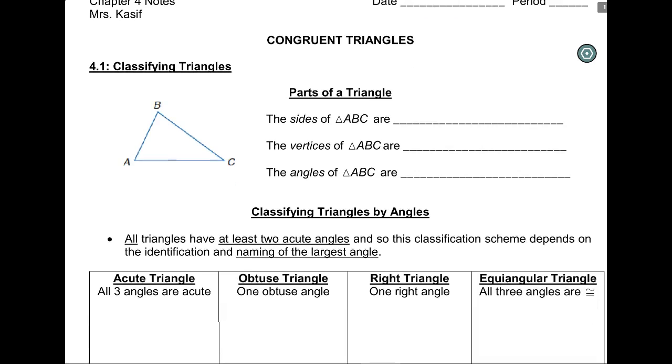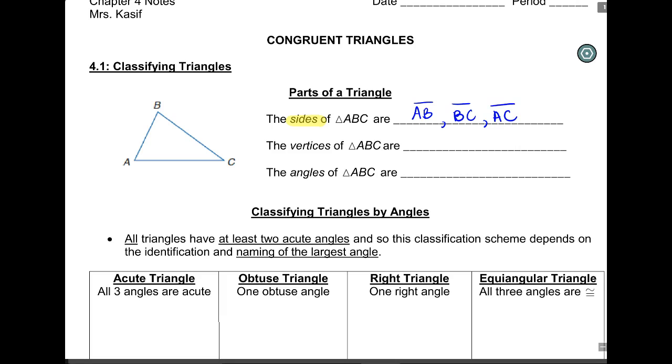Okay, so we're going to take a look at congruent triangles. Before we get to that part, I want to talk about the parts of a triangle. Whenever I talk about the sides of a triangle, I'm talking about the segments. There are three segments that make up this triangle ABC. What are the three segments? They're AB, BC, AC. Now, we don't care the order in which you put the letters. AC is the same thing as segment CA.